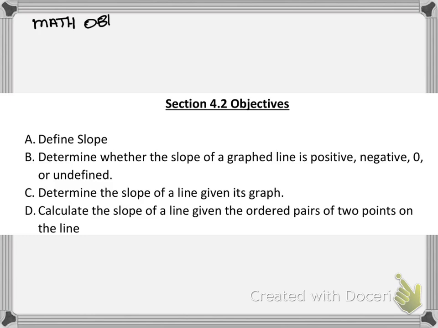So I've already recorded a video on parts A, B, and C. So this video will teach you how to calculate the slope of a line given the ordered pairs of 2 points on the line. So let's get started.